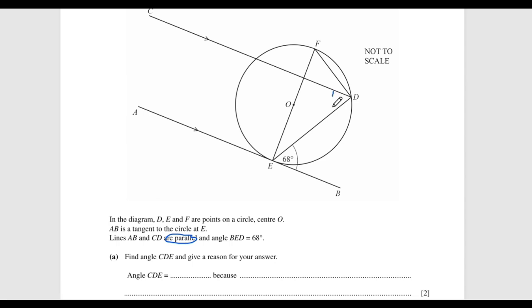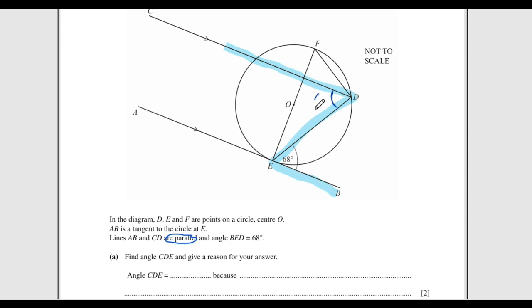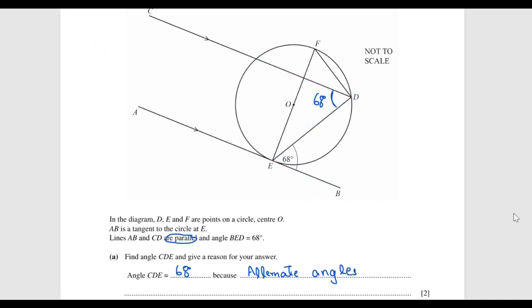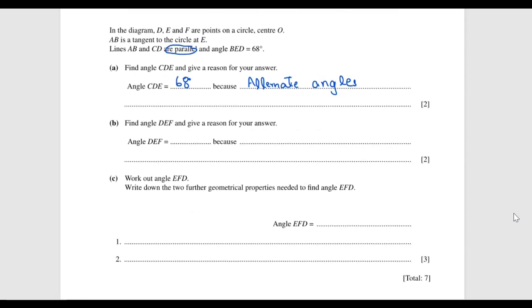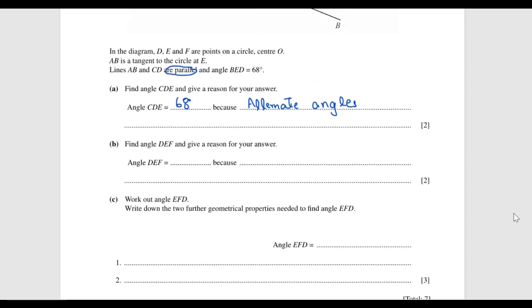So CDE is this angle. As I have discussed just now in the previous question, this is a parallel line, cutting line and parallel line. That means alternate angles. So if this angle is 68, then this angle would also be 68. So angle CDE is 68, and the reason for it is alternate angles. So 1 mark is for the answer and 1 mark is for the reason. So don't practice the questions without reasons, even if the question is asking or not. Just practice the reasons with the question as well.